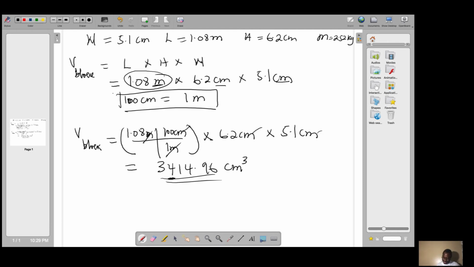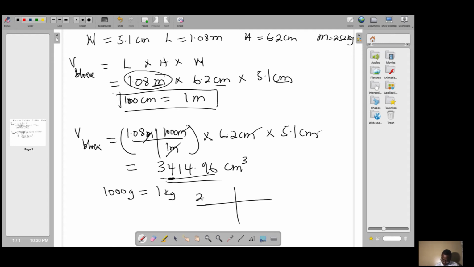So that is the volume of the block. Our mass is given in kilograms, but we want to report density in grams per cubic centimeter. Which means we have to convert the kilograms to what? To grams. So we also have to recall that 1,000 grams equal 1 kilogram.